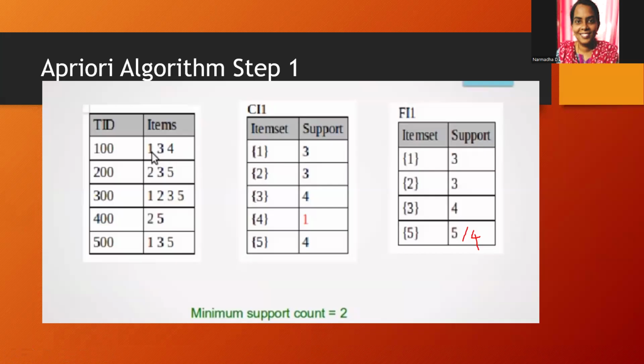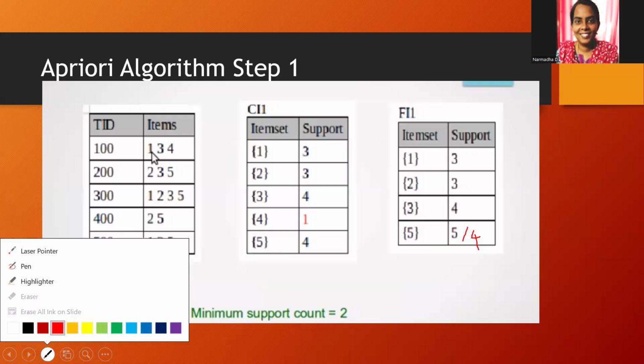You are given an input of minimum support count. If you want to find an item set to be frequent, its support count should be greater than or equal to the minimum support count. So for example, the item set 1 separately, this is candidate 1 item set, and then 2, 3, 4, and 5. Now we have to find the support value for each and every item set.